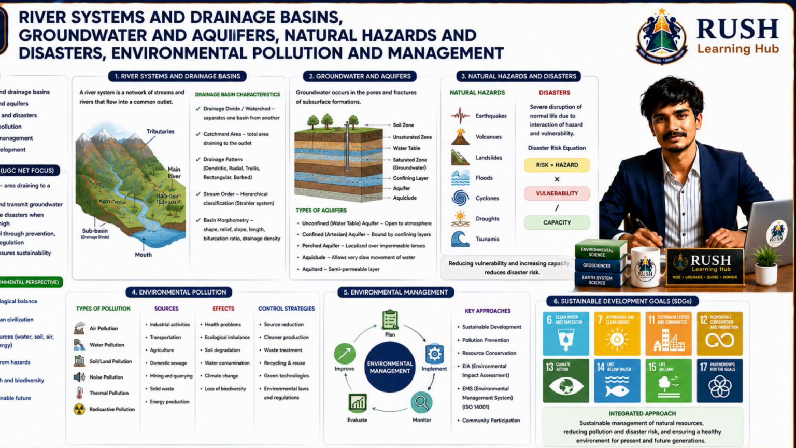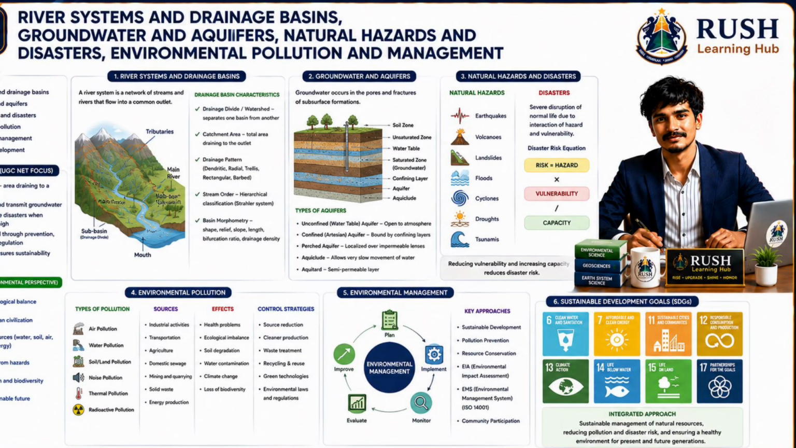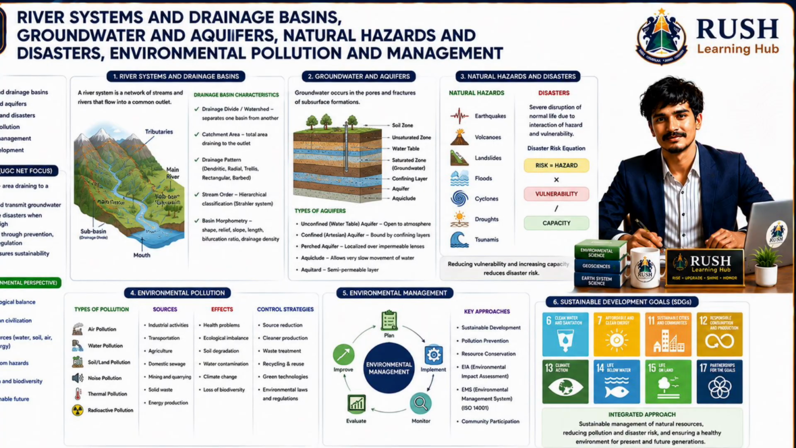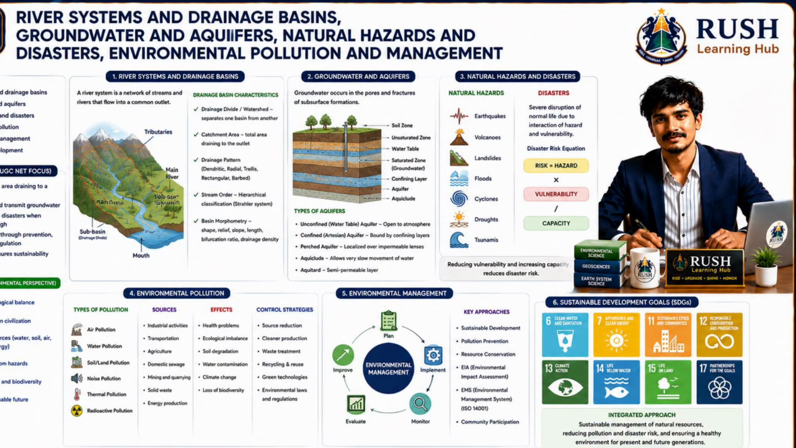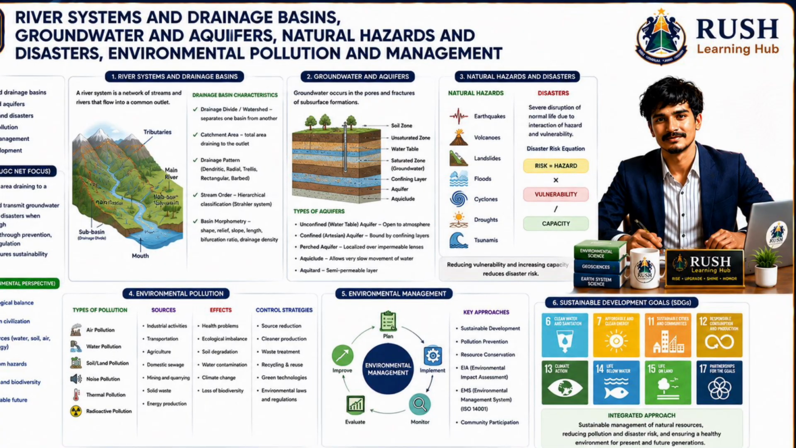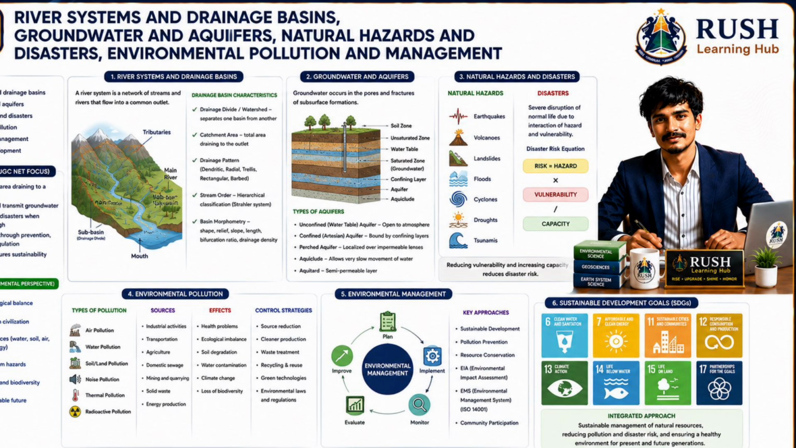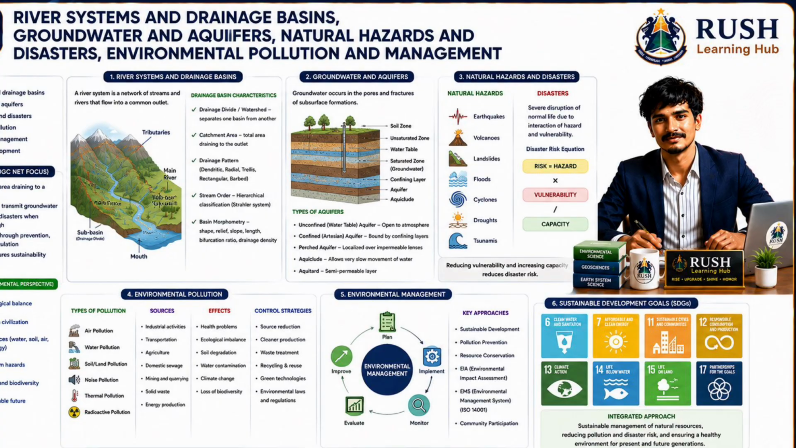Groundwater originates mainly through infiltration and percolation of rainwater into the subsurface. Water occupies the pore spaces and fractures present within rocks and sediments, forming groundwater reservoirs called aquifers. Aquifers are geological formations that store and transmit groundwater. There are four major types of aquifers.